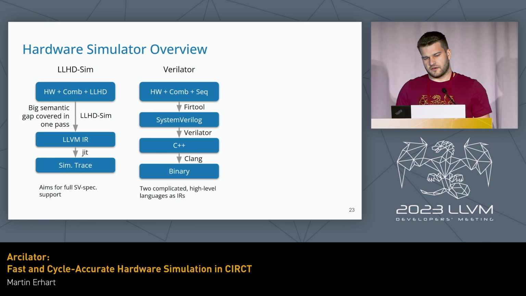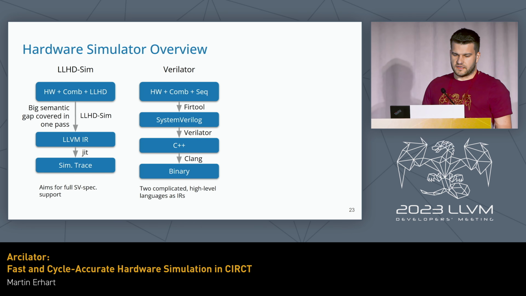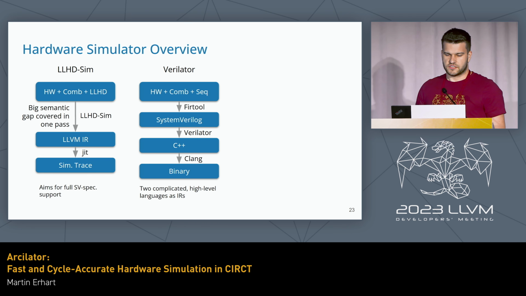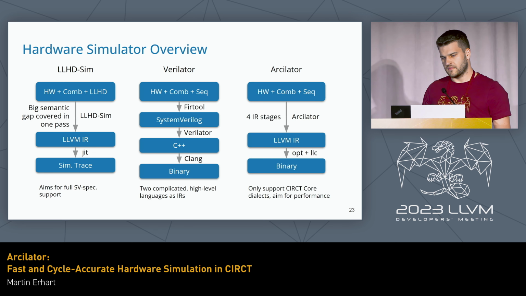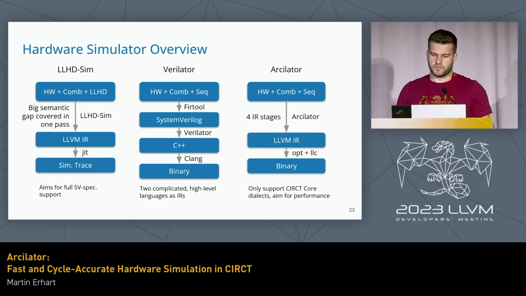LLHDSIM, the old simulator in CIRCT, directly compiled to LLVM IR instead, but it did so in a single pass, and it covers a really big semantic gap, which means that it is difficult to implement optimizations that should reside in between those layers of abstraction. So what Arcilator does, it also compiles from the CIRCT core dialects to LLVM IR, but it inserts 4 additional IR stages.